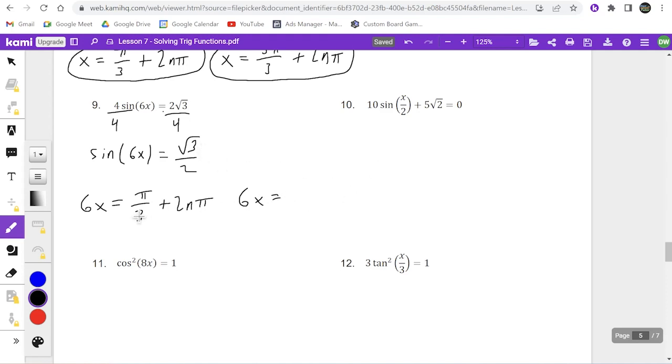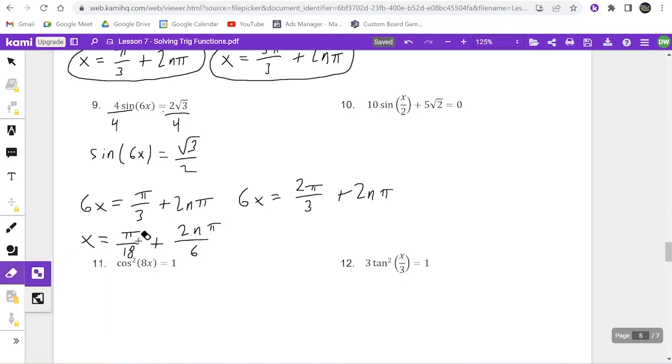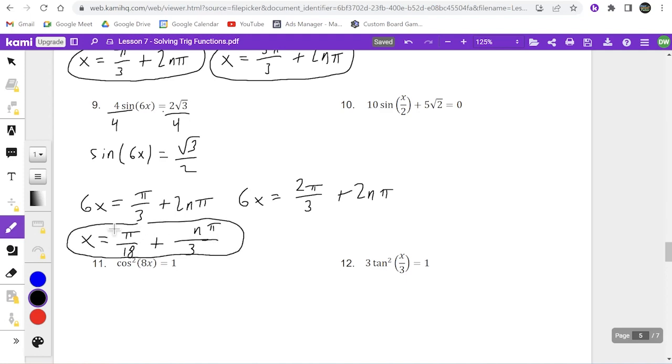And then another solution I get is 6x equals, we're also looking at quadrant 2 because that's where sine is positive. So quadrant 2 is going to be 2 pi over 3. And again, plus 2n pi. And again, this one does not have the special case. I have to write both of these. And now I just divide both sides by 6. Pi over 3 divided by 6, that's pi over 18. I'm doing that by multiplying the 3 and the 6. And then 2n pi divided by 6 is just going to reduce to n pi over 3 now. And so there's one of our solutions.